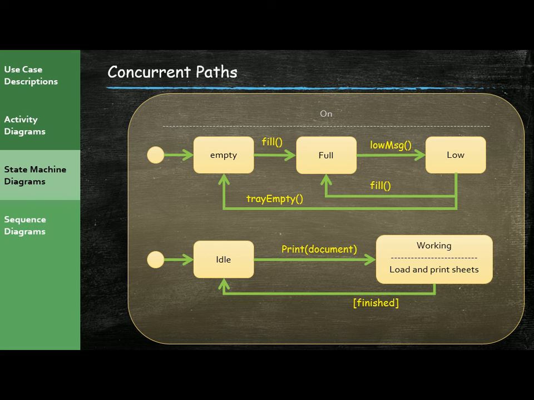So we have multiple concurrent states. We can be both idle and empty at the same time. We could be working and be full or low at the same time. But we can't be working while we're empty. So those are concurrent paths. And again, these are states that can exist at the same time within another state. So the master state is on. The printer is on, but it can have all of these other states while it's on.